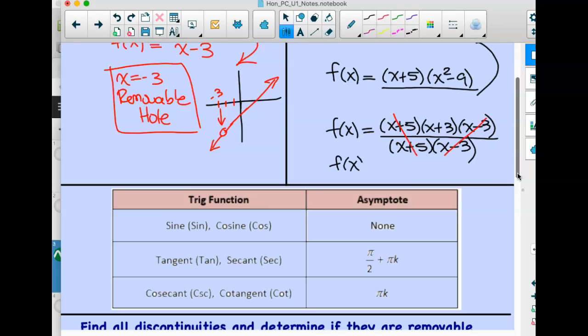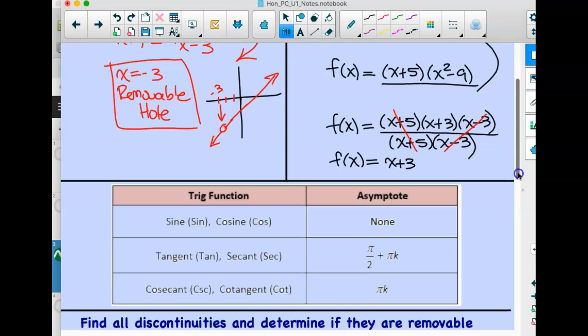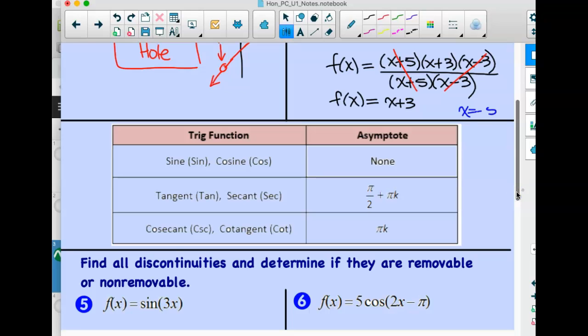So you're going to have 2 discontinuities. The simplified function is just a line, x plus 3. So it's going to look a lot like a line. Actually, it will look exactly like a line. But you'll have discontinuities where x is negative 5 and x is 3. And they're both removable. Therefore, they're both holes.